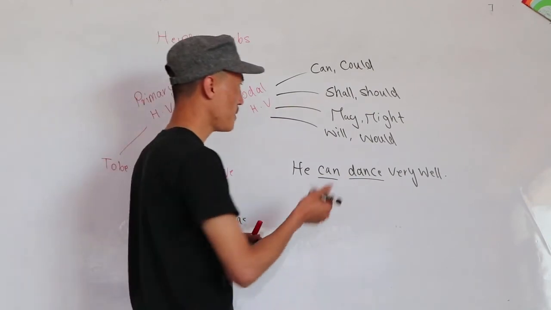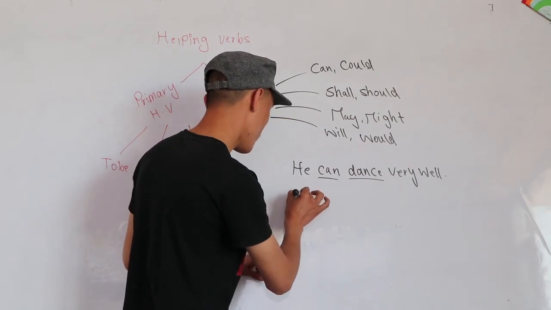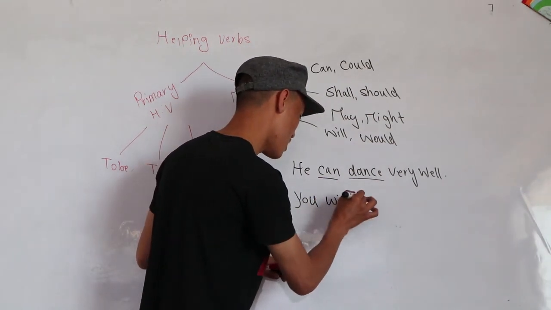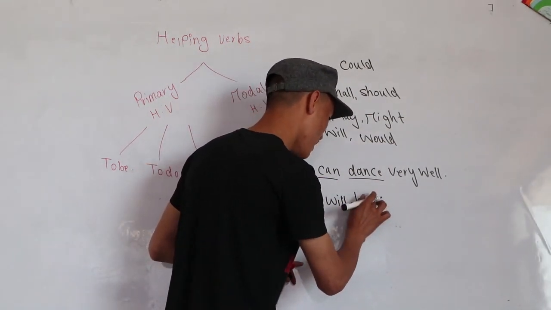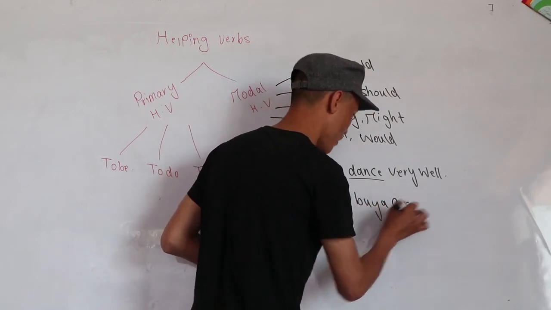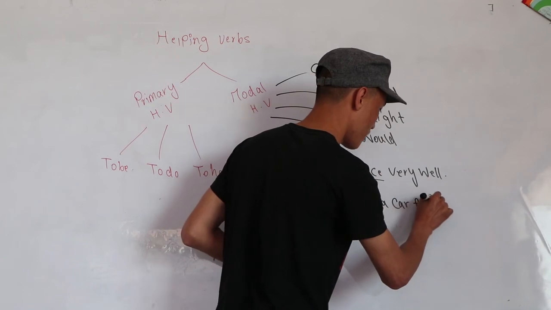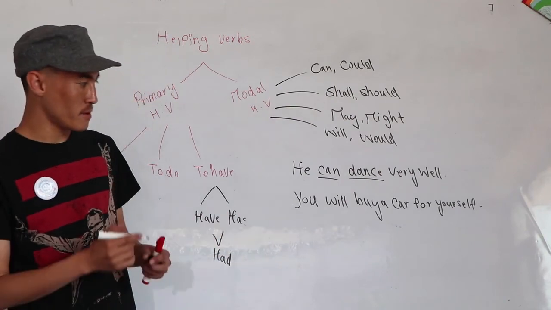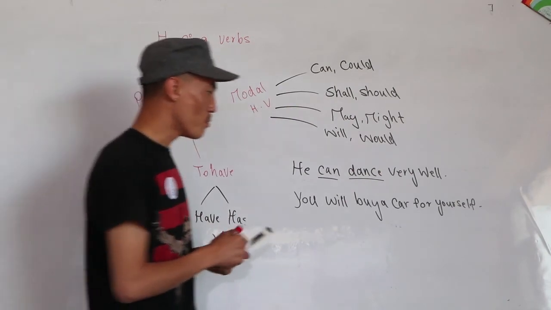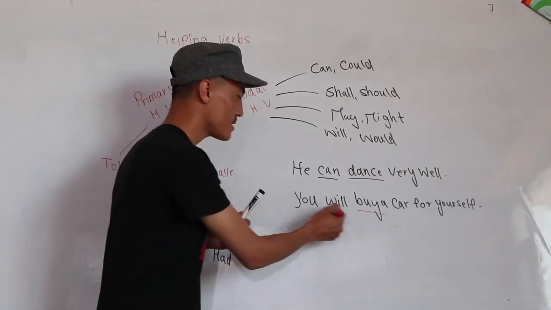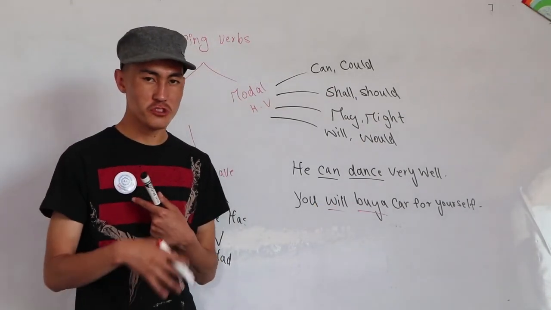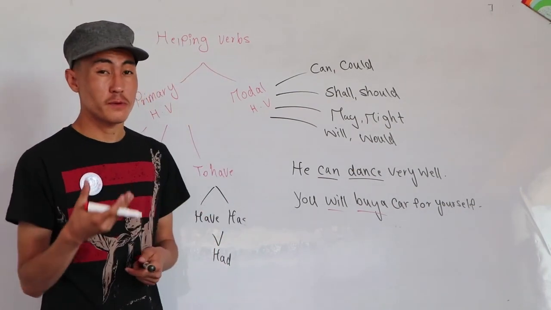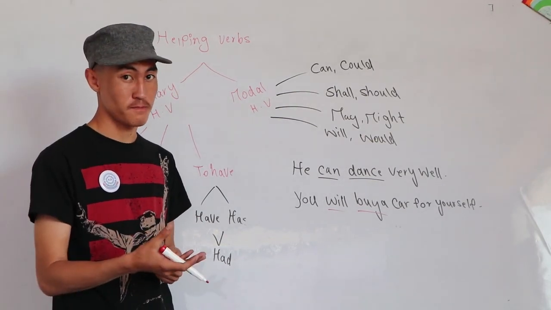Okay? Or, for example, you will buy a car for yourself. In this sentence, buy is a main verb and will is a helping verb. It changed the main verb's mode, and it is talking about predictions in the future.